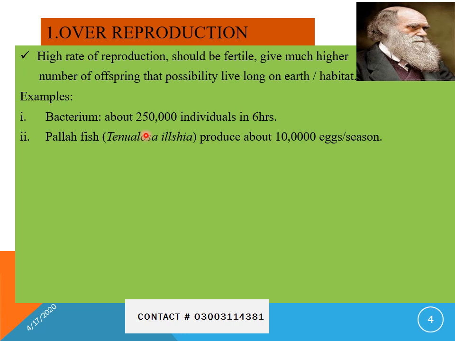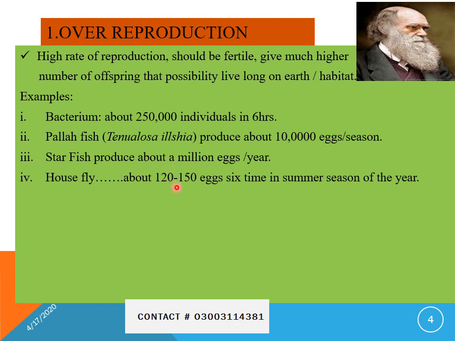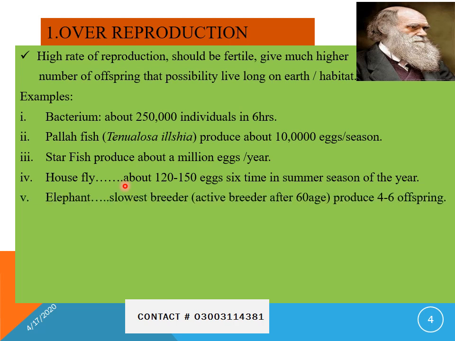Next, you can see here there is the pulla fish. This is a common fish in Sindh, especially in the Indus River. Around 100,000 eggs are produced per season, so it has more ability to survive. Starfish produce 1 million eggs per year. And another is the housefly. It produces about 120 to 150 eggs, 6 times in the summer season. You can see that in summer the number of houseflies increases in the environment, during June, July, August and September. Again, they die due to environmental circumstances, because they also have to work on their struggle for existence abilities.